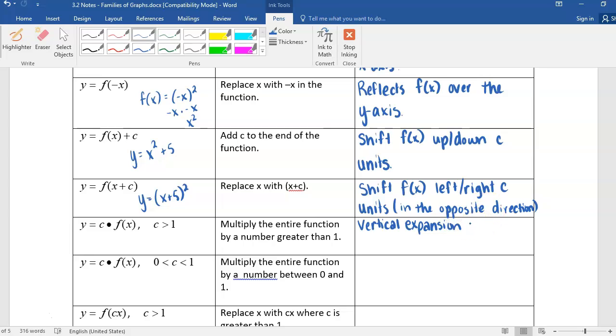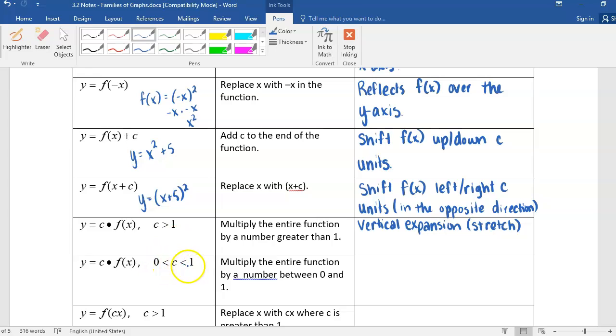Got that factor right there. Sometimes instead of expansion, you might hear the word stretch. So that is going to take the graph by the y-axis and stretch it vertically, make it taller and skinnier.